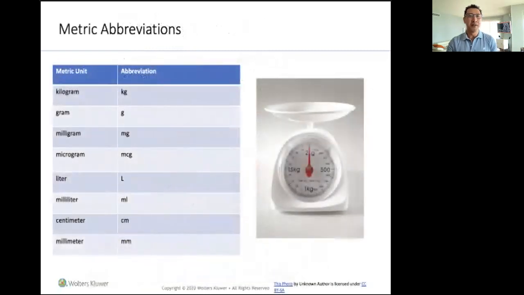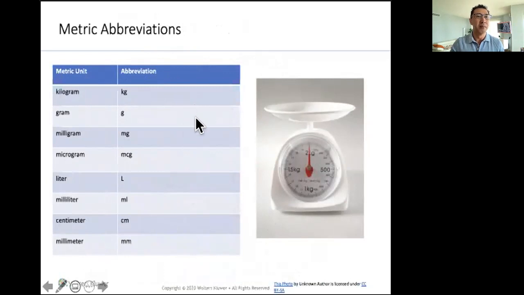Next, let's talk about abbreviations. We have standard abbreviations that we use in the hospital. Look at the list up here. This is standard. If you don't know it, you need to know it. You're going to end up knowing it over time, because these are the only units of measurement or abbreviations we use.